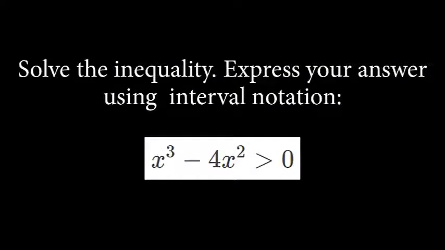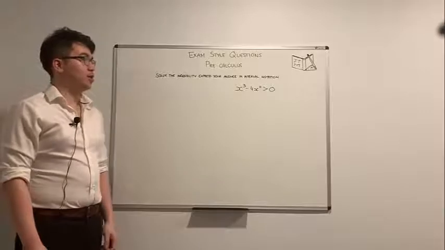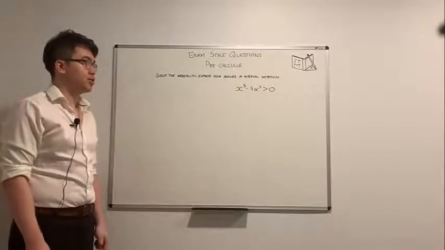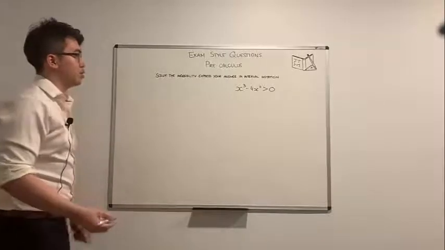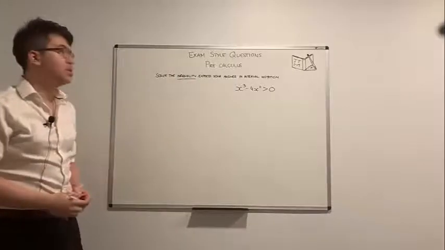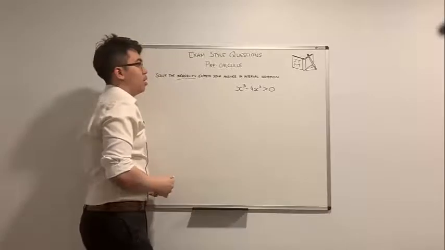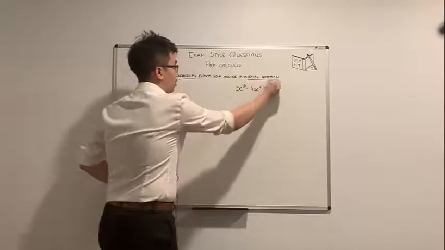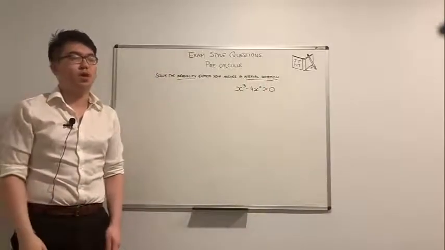Now we are going to solve the inequality x cubed minus 4x squared is greater than 0, and we're going to express our answer in interval notation. Now I noticed that in this question, an important keyword: inequality. This means that this greater than symbol is going to be very important in determining our answer. And of course, interval notation, that is also very important. I will get to that towards the end.